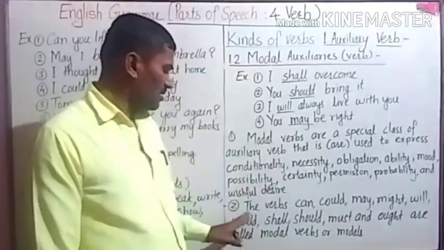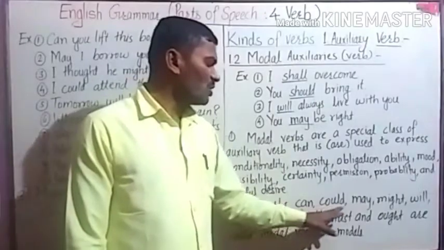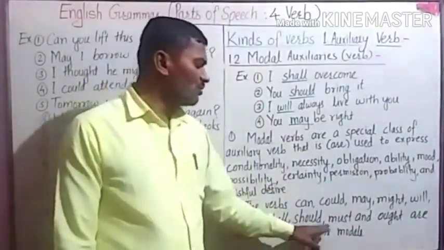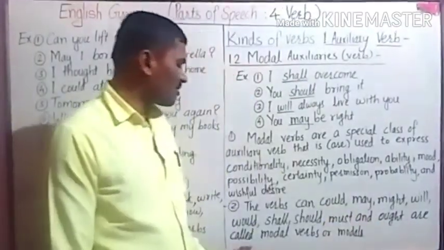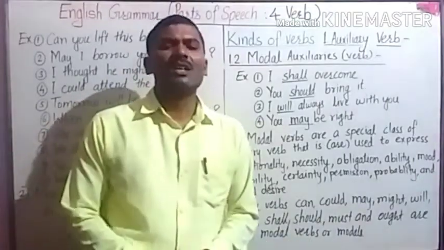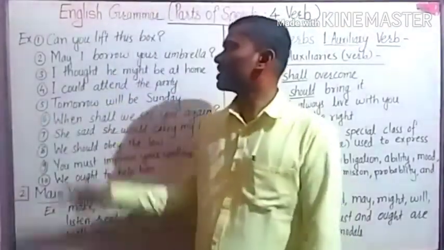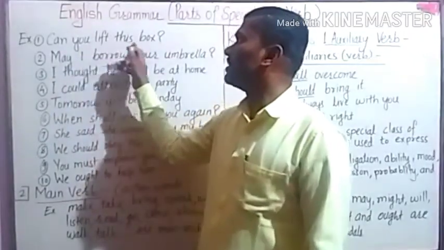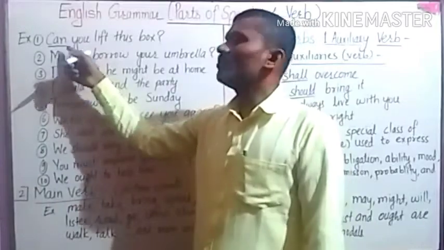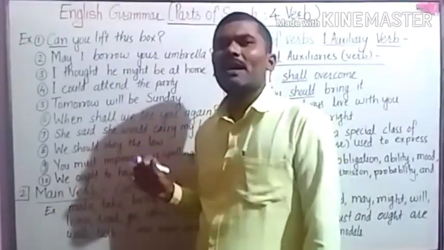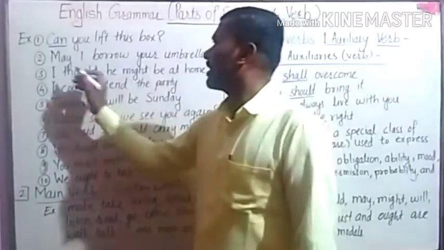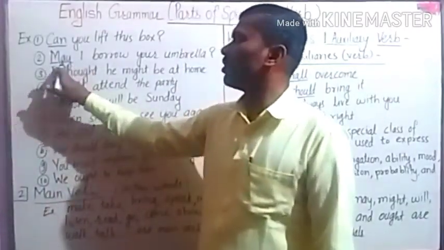Second definition, the verbs can, could, may, might, will, would, shall, should, must, and ought are called modal auxiliaries or modal verbs. Let's see more examples. Can you lift this box? In this sentence, can, this word is an auxiliary. It is a modal auxiliary. May I borrow your umbrella? May, this is a modal auxiliary.